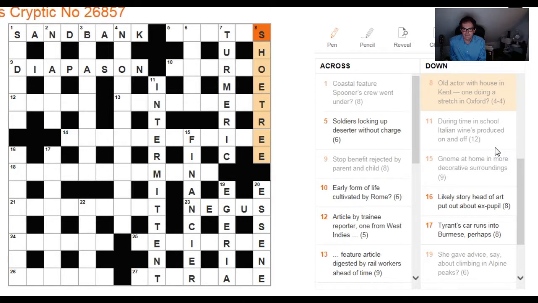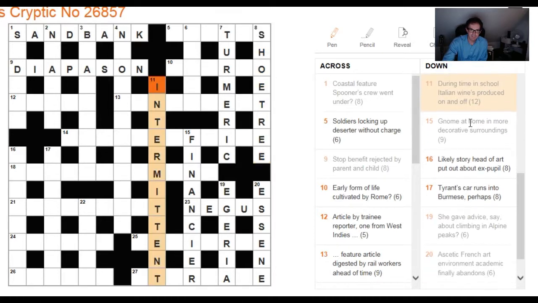And house, that can be abbreviated to HO. So there's at least 2 bits of crossword-ese in the wordplay. And then we've got one doing a stretch in Oxford as the definition. So again, if you see Oxford in crossword clues, immediately be thinking of shoes. Oxford being a type of shoe. And yeah, you won't go far wrong.